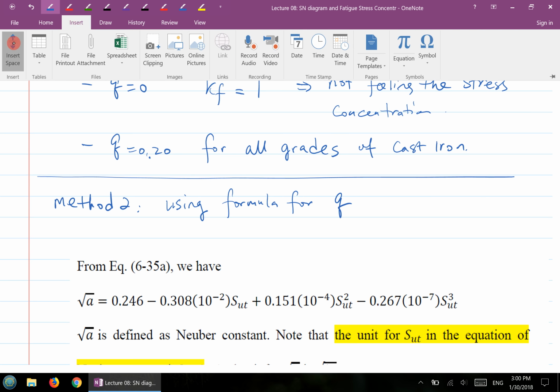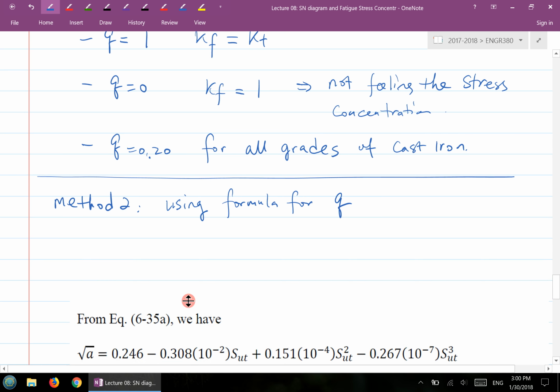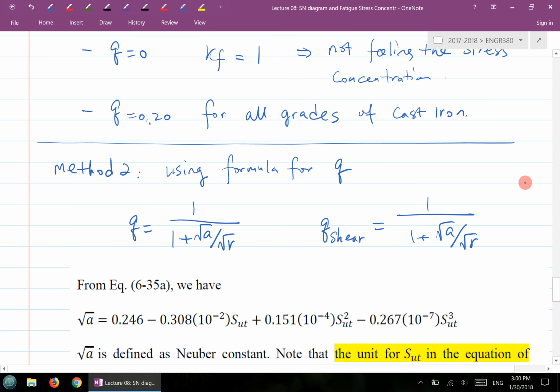So let me move this down a little bit here. The formula for the Q is 1 plus root A over root R. Okay, so this is the formula. It really doesn't matter whether it's Q or Q shear. It all takes the same format, but when you calculate the Q shear, that root A will take on a different formula. The root A here is called the Neuber constant.